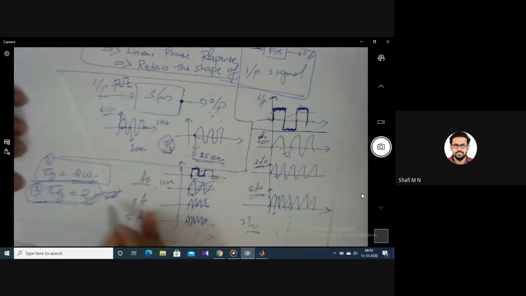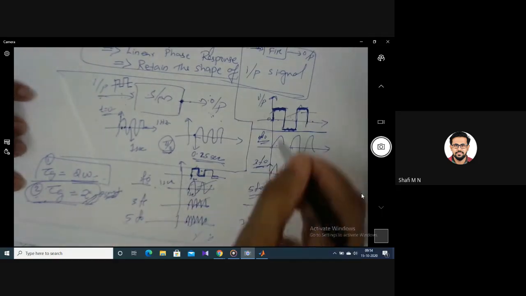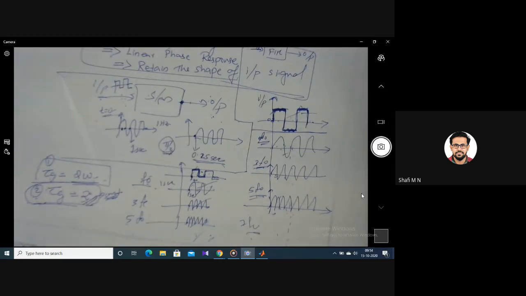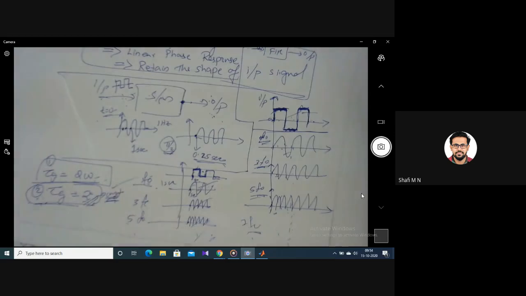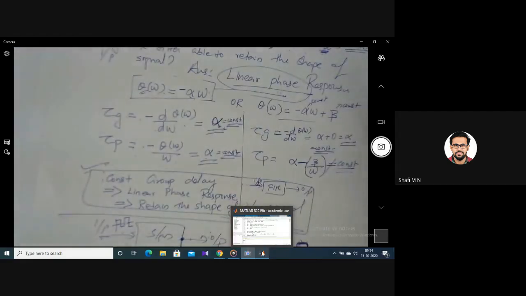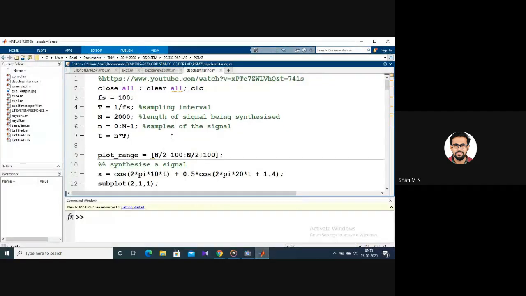And conceptually this is the fact. It is independent of the frequency. Whatever the frequency component is, all the frequency components, say the infinite components, will be delayed by the same units, say 2 units. Got it? So that it will be efficiently able to retain the shape of the input signal. And that is the specialty of the linear phase FIR filter. It can retain the shape of the input signal.